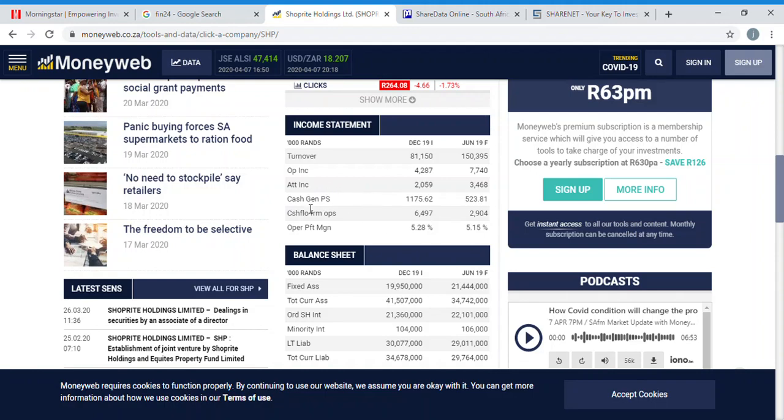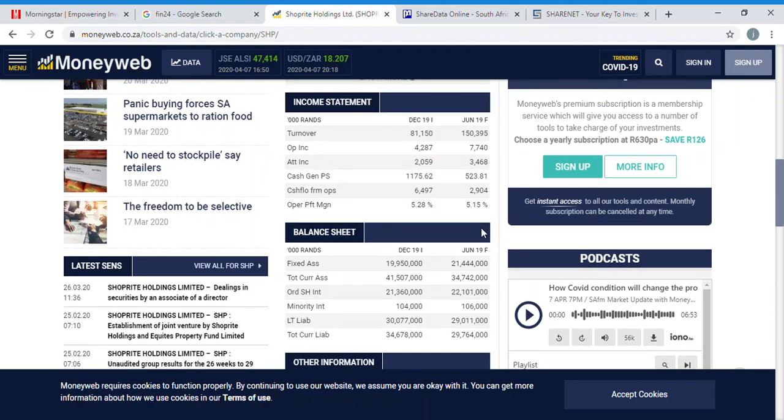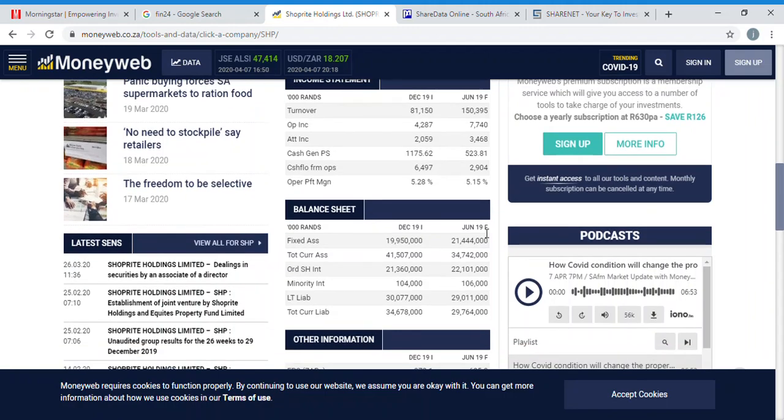Then they go to cash generated per share, so those are your cash flows from operations, which was 5 rand 23. Cash flows overall were 2.9 billion, meaning cash conversion was poor last year because profits were higher than cash flows. Then you'll get your operating profit margin, which was 5%. That is just a summary of the income statement. This should give you a view on the business margins, mainly operating margins, net margins as well, and cash flow margins, if you're interested in that.